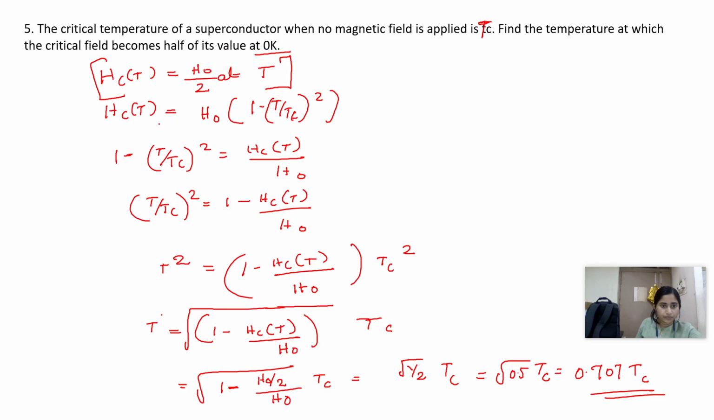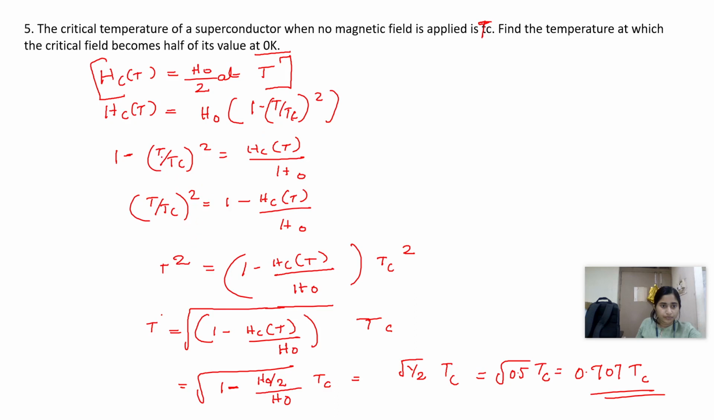It will be Hc of T is equal to H0 times (1 minus (T divided by Tc) whole square). Now (1 minus (T divided by Tc)) whole square is equal to Hc of T divided by H0. Actually our aim is to get the T value and how it is related to Tc, so for that we have to extract T from the formula separately. So we are doing those steps here.